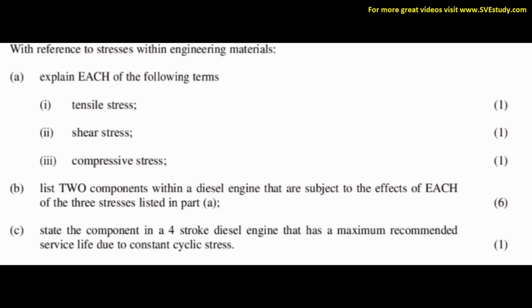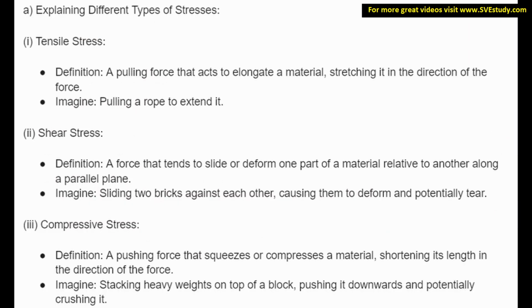With reference to stresses within engineering materials. A. Explain each of the following terms. 1. Tensile stress. 2. Shear stress. 3. Compressive stress. B. List 2 components within a diesel engine that are subject to the effects of each of the 3 stresses listed in Part A. C. State the component in a 4-stroke diesel engine that has a maximum recommended service life due to constant cyclic stress.